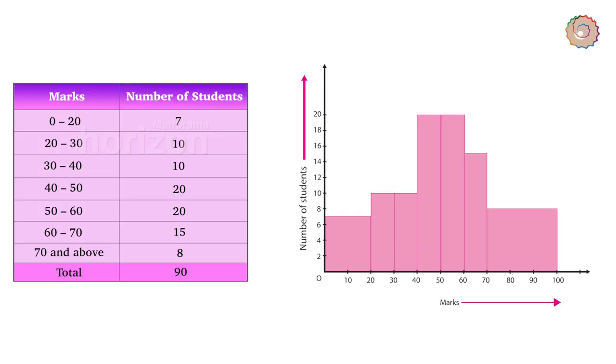Rectangles are proportional to the corresponding frequencies in the previous example, but look at another example here, where the rectangles are not of the same frequencies. Here, 7 students scored marks below 20 and 8 students scored 70 above. Don't you think this graph is giving you a misleading picture?